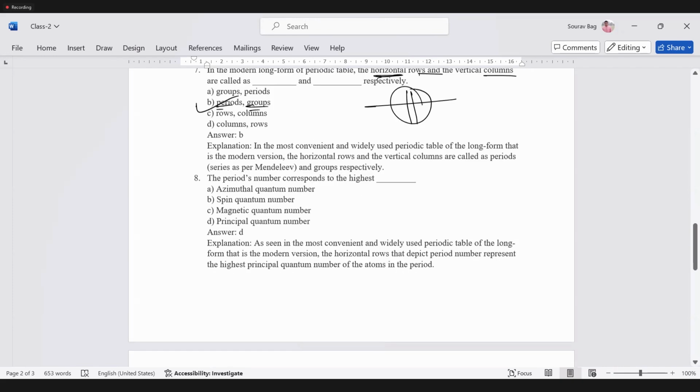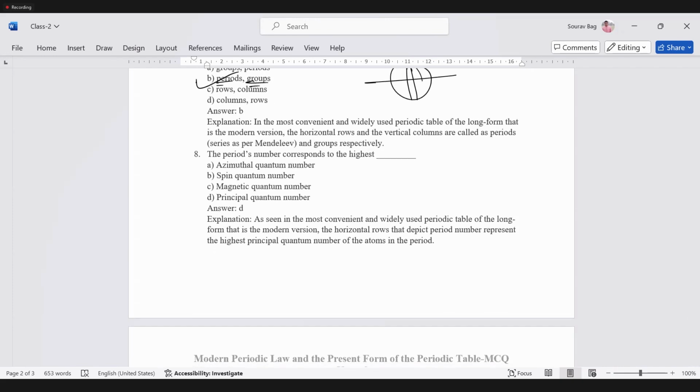The period number corresponds to the highest principal quantum number. When we are talking about carbon, the period number equals 2, so the principal quantum number is n equal to 2. When talking about nickel, its period equals 3, so the principal quantum number is n equal to 3. So according to the highest principal quantum number, that will be the period.